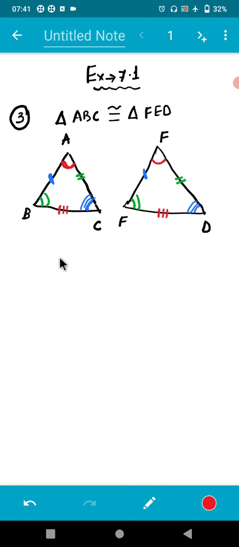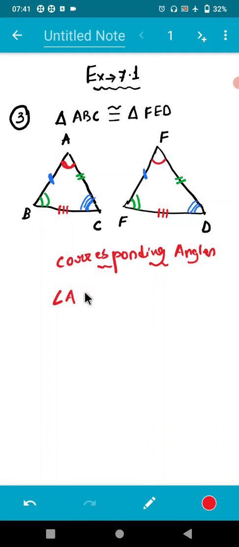So we'll write corresponding angles. First we'll write corresponding angles. So what are the corresponding angles we just discussed? We discussed angle A is equal to angle F. Okay, now this can be written in this way also. Angle A, this is a symbol that you can give instead of the equals sign, students.